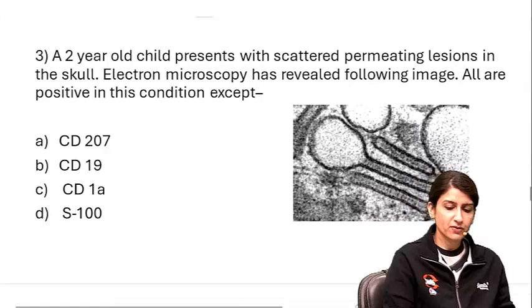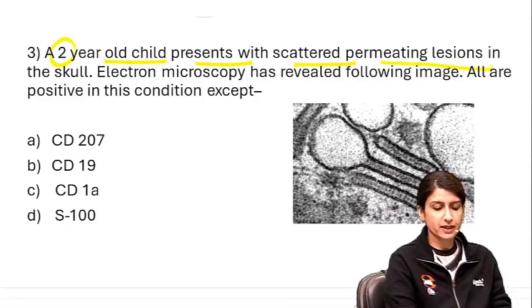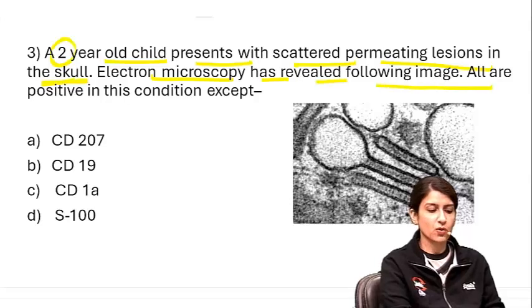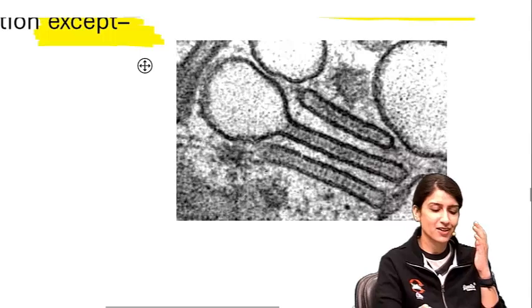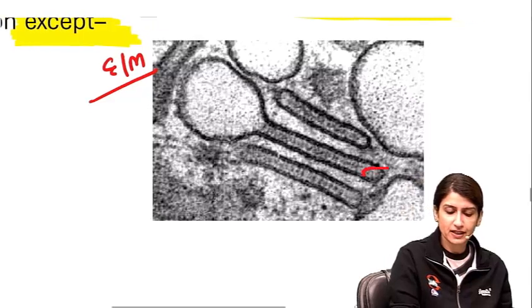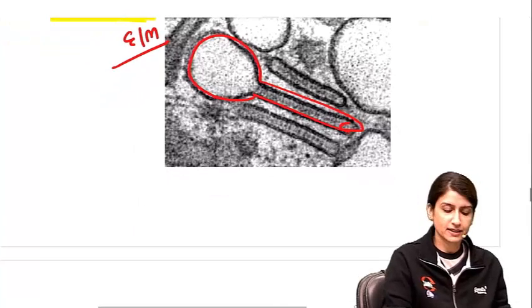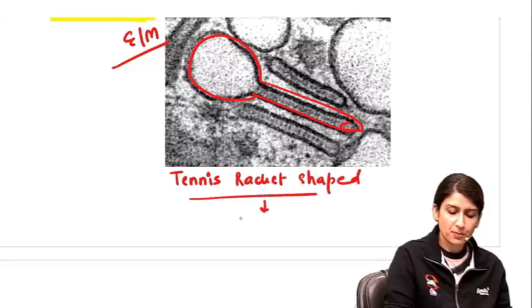Now, moving ahead with my next question. A 2-year-old child presents to you with scattered permeating lesions in the skull. Electron microscopy has revealed the following image. All are positive in this condition. Question देखिए, except कौन सा नहीं है? तो ये जो image मेरे सामने है, a very classical image. This is an electron microscopic image in front of me, and I see what? I see classical tennis racket shaped Birbeck granules.